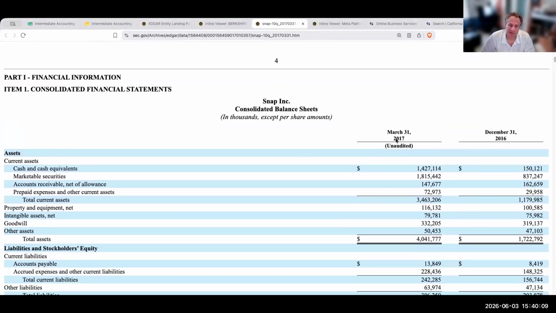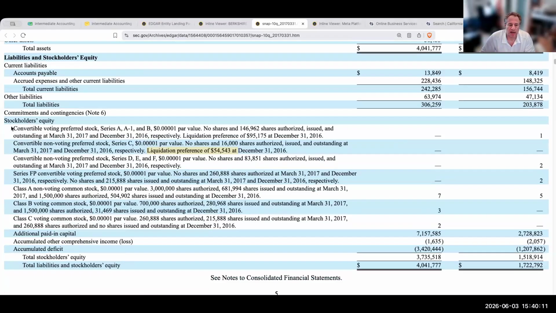So typically what will happen is that Snap, when it went public, I believe between December 31st, 2016 and March 31st, 2017, you'll see that this is convertible, convertible, convertible. It's not the top that's coming down, but rather all of these shares converted into common stock upon going public. And this is something that's very, very typical with SEC companies.